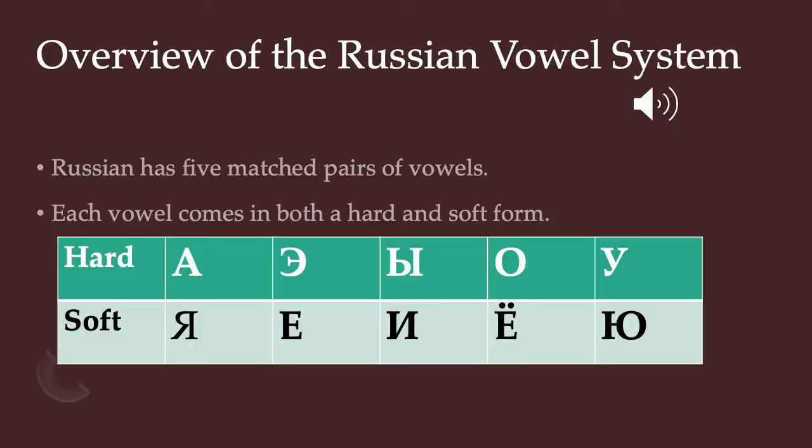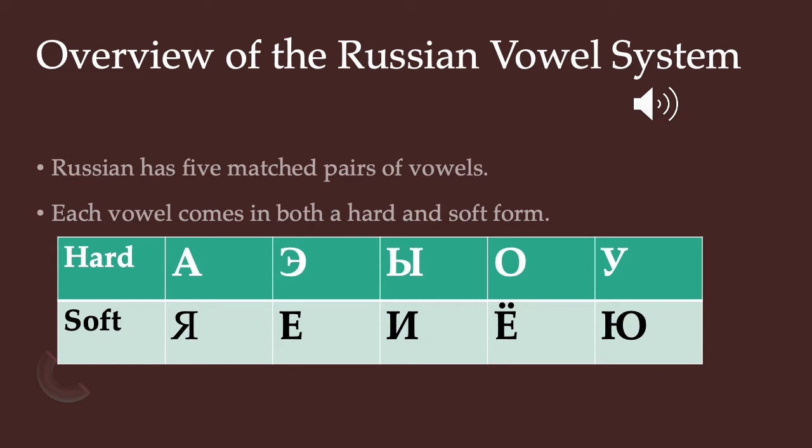So just a reminder that Russian has 10 vowels. Actually, what it really has is 5 matched pairs of vowels. It has 5 hard vowels and then 5 soft vowels, and these vowels come in pairs. So each vowel has its hard or soft partner in this pairing system. If you look at the chart on slide 2 of the PowerPoint, you can see that we have the list of the hard vowels on the top and the list of the soft vowels on the bottom.